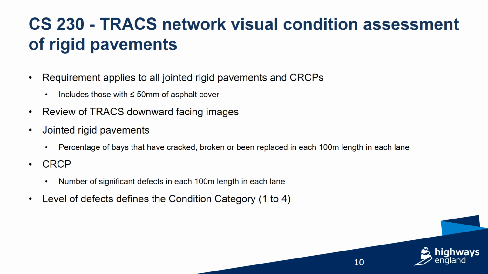CS230 introduces the requirement to use the TRACS downward-facing images to carry out visual condition assessments on rigid pavements. These are required on all lanes on jointed rigid pavements and continuously reinforced concrete pavements. This requirement also includes those pavements with an asphalt overlay of 50 mm or less. A review of these rigid pavements shall be undertaken at least once every 3 years.